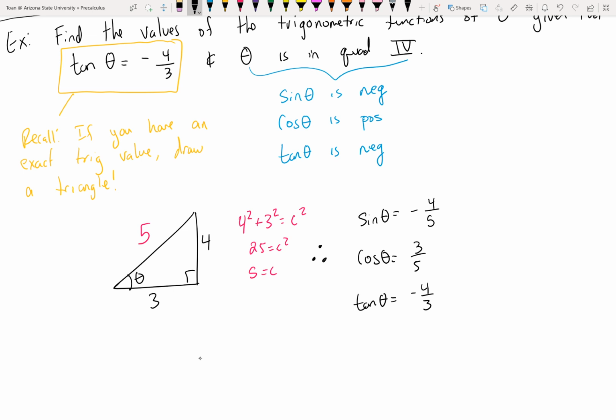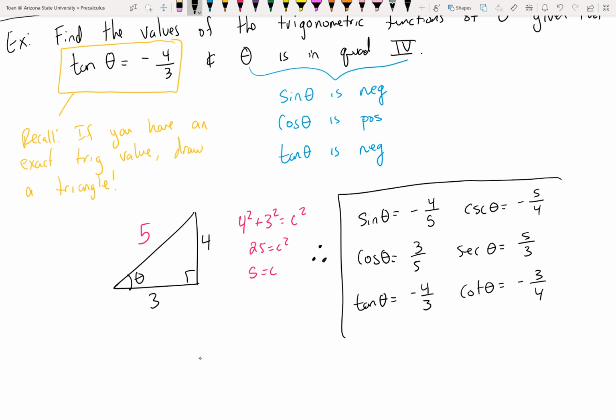And then for the other three trig functions, just reciprocate your answers. Cosecant is the reciprocal of sine. Secant is the reciprocal of cosine. Cotangent is the reciprocal of tangent. There is your answer. Easy peasy.